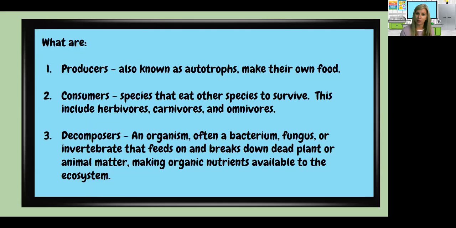And then last but not least, we have our decomposers. Decomposers are smaller organisms. Some are microscopic, some we can see with our eyes, and they include bacterium, fungus, and invertebrates that feed on and break down dead plants, like various beetles and worms and lots of insects and critters. They break down the dead and decaying matter, and they turn it back into organic nutrients that are available in the ecosystem through the soil. So everybody has its role.